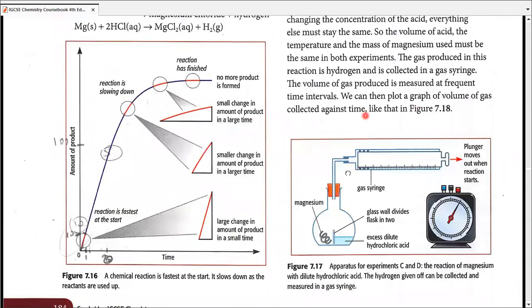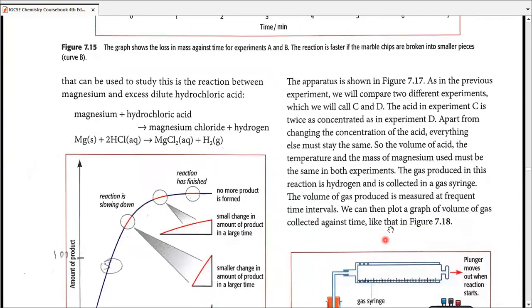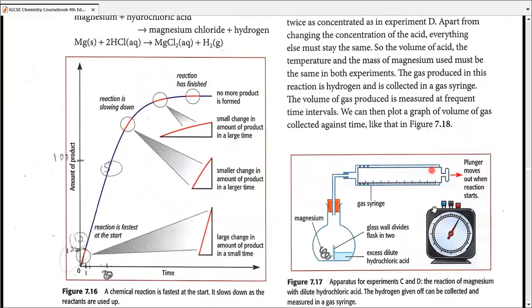And in this experiment this time, we're going to go with an experiment of acid along with a metal. Now, this is the diagram, figure 7.17, for this specific experiment. Take a look, we have a flask, and in that flask, we have a glass wall that divides the flask in two. On one end, we have the excess dilute hydrochloric acid. Of course, we're going to change the concentration of this hydrochloric acid in different experiments in order to make our point about the concentration of reactants.